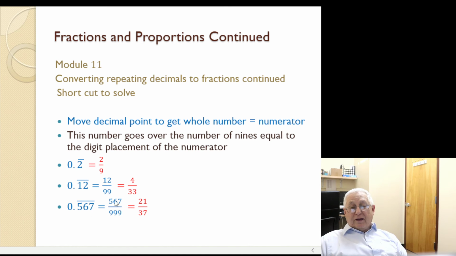Here we have 3 places, 567 over 3 nines, 21/37. This is the simple method. Whenever you have a repeating decimal, just make it a whole number, however you have to do it by moving the decimal point, and you're going to put that number of nines underneath, and that will be your new fraction.